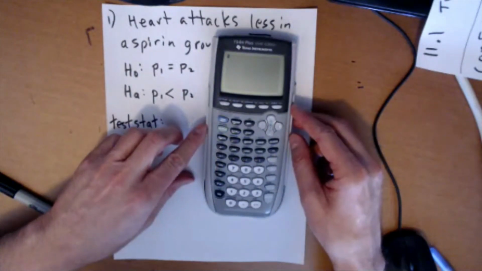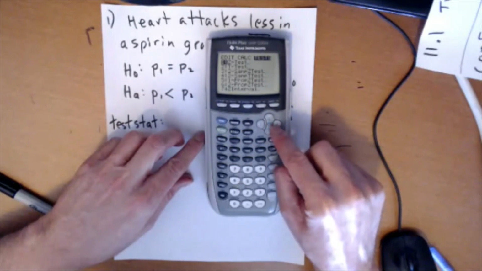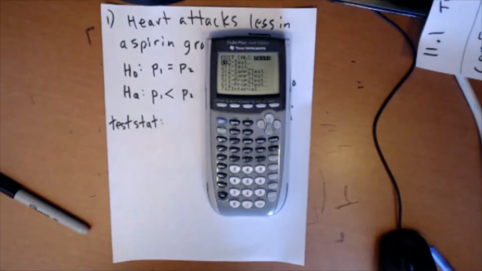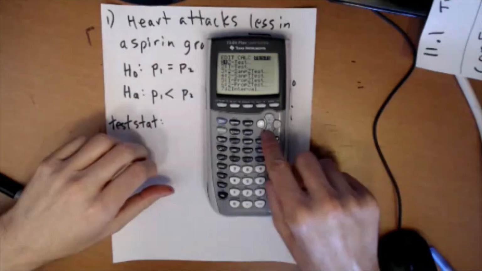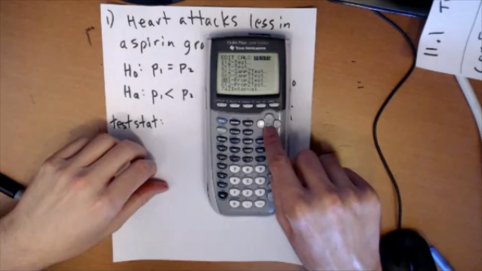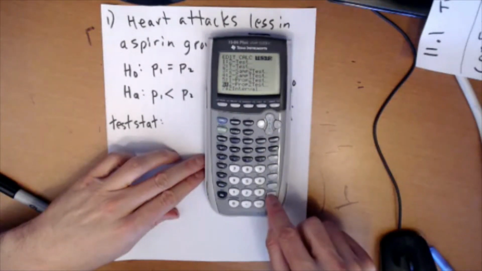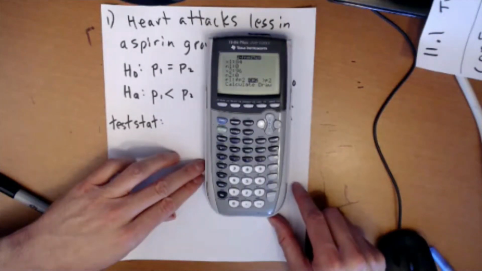Okay, let's see if you can see this okay. Turn it on. We're going to go to stat. We're going to go over to tests. We're going to slide down to 2 prop Z test. Maybe a little bit of extra light. Okay, slide down to 2 prop Z test. Enter. It wants the x1, n1, x2, n2.